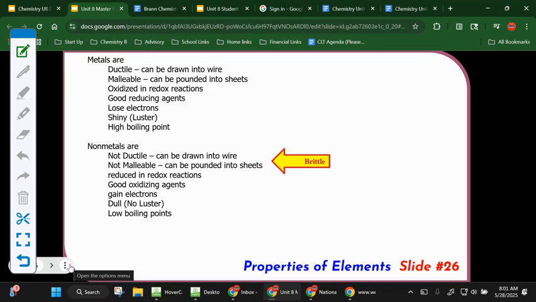Metals are oxidized in a redox reaction. That one you've probably never heard before. Oxidation means you lose electrons. Metals like to lose electrons in a reaction. They are good reducing agents. If you are oxidized, you are a reducing agent. We will touch on this a little bit more in our trends in a moment. Metals are shiny. Another term for that is luster. And they have a high boiling point.